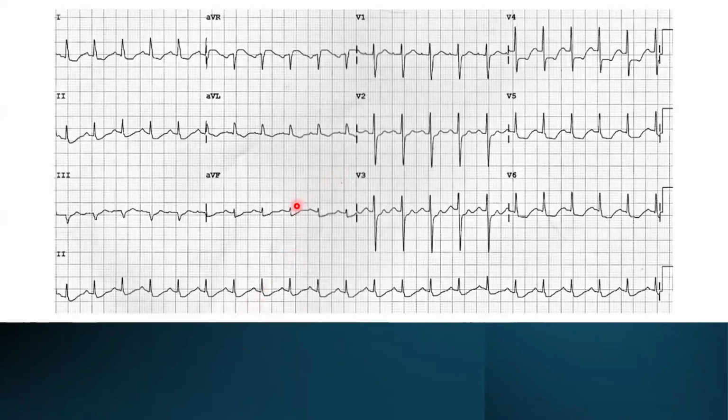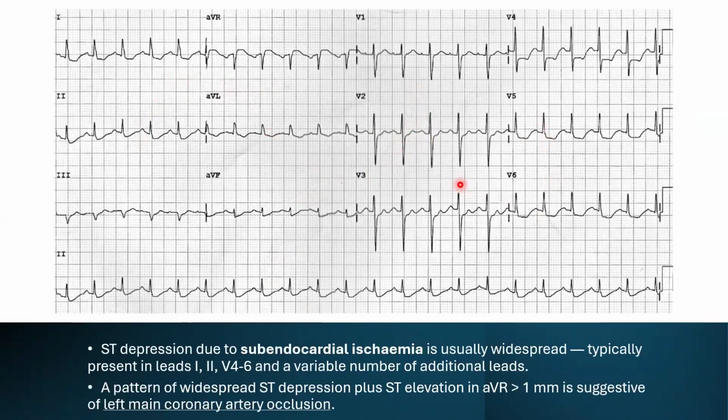Here we have an EKG, and as we can see, there is a diffuse ST segment depression all throughout the EKG. The ST segment depression denotes that there is a subendocardial ischemia, and it is widespread. It is present in most of the leads of the EKG. If we have this pattern, then we should look at the AVR lead, because if we can find an ST elevation of more than 1 millimeter in the AVR lead, then this is highly suggestive of a left main coronary artery occlusion, and we're going to be talking about that later on.